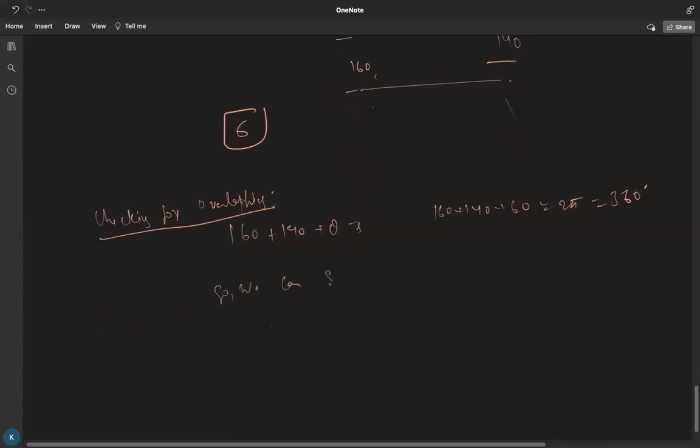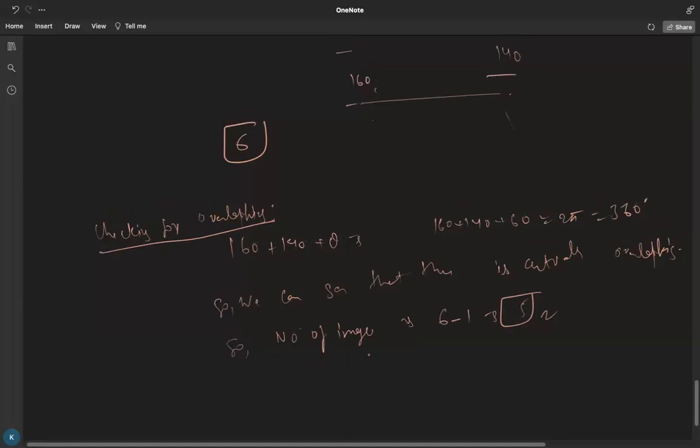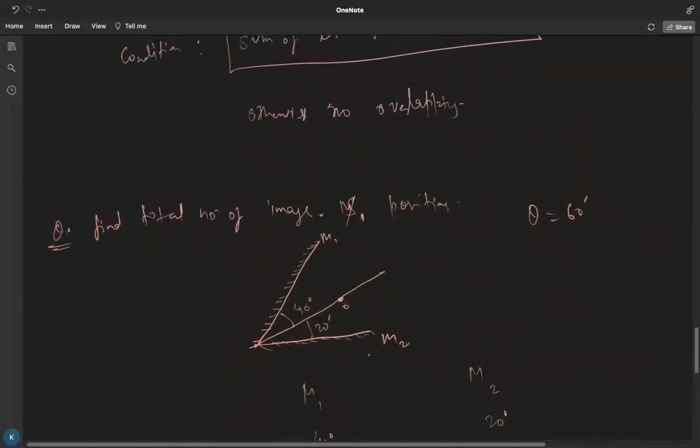So there is overlapping. Because here two images overlap each other, you have to count them as one. So the number of images will be 6 minus 1, which is equal to 5. Right? You have to understand what I'm trying to say.